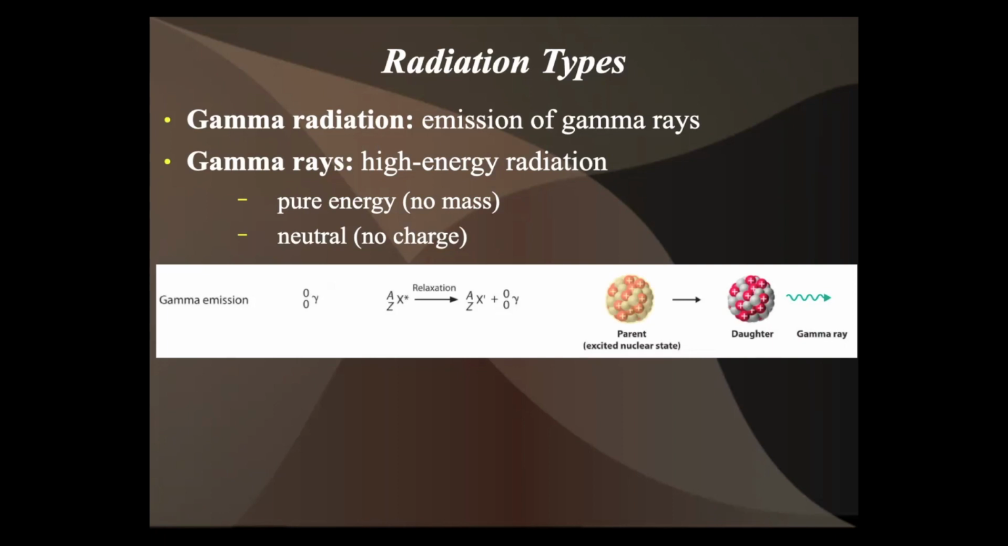But gamma radiation only happens when alpha or beta or both? Generally, yes. Generally, gamma is tied into one of the other ones. It can happen on its own. It's just not as common. Usually, it's going to happen with other kinds of radiation.